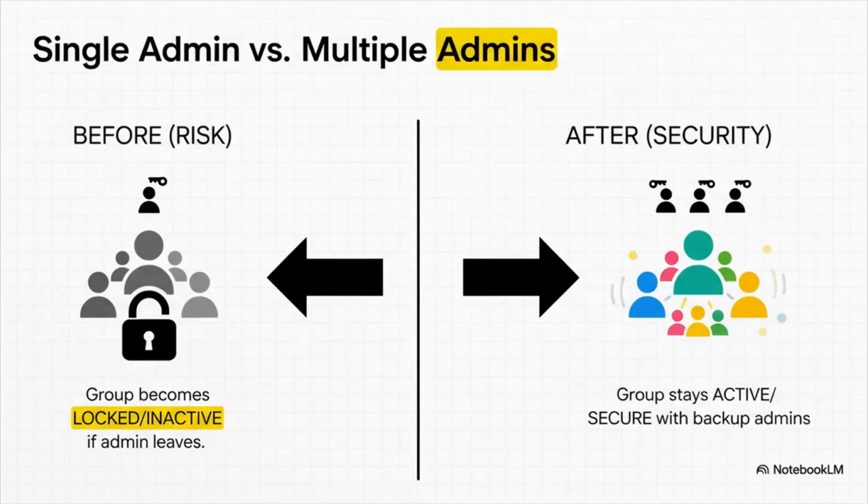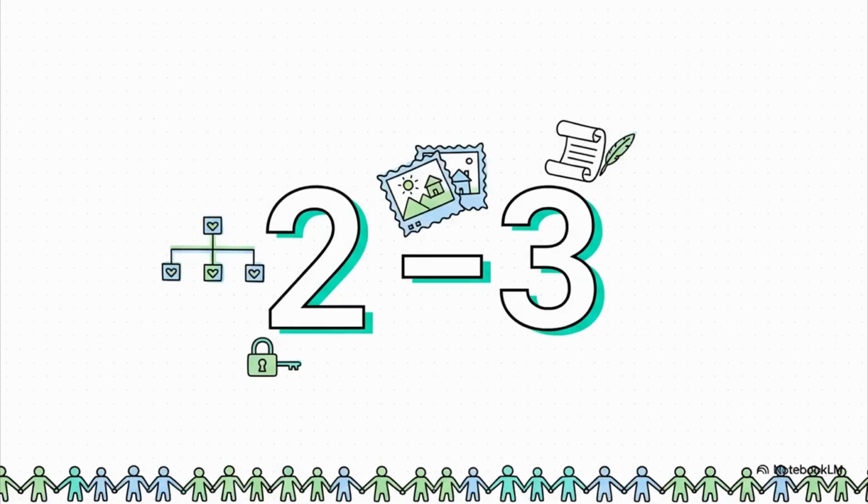The solution, thankfully, is so simple, but it is so vital. It's succession planning. FamilySearch allows you, and they even encourage you, to appoint multiple administrators for every single group you create. This is the key right here to ensuring your group stays a living, active space for your family. So what's the magic number? The recommendation is to have at least 2 or 3 administrators. That way, there's always someone who can add new members, manage the gallery, and just keep the story going.